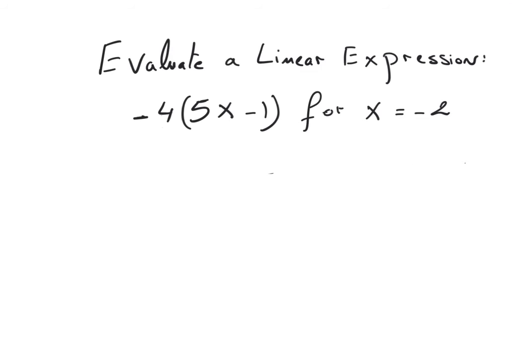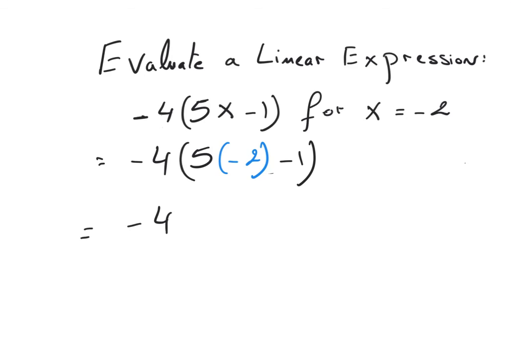So we have this example. We're going to evaluate this linear expression: negative 4 times 5x minus 1, for x equals negative 2. So we're going to substitute x by negative 2. That would be negative 4 times 5 times negative 2 minus 1, right? So we're going to solve inside the parentheses first. It's going to be negative 4, and 5 times negative 2 will be negative 10, minus 1.